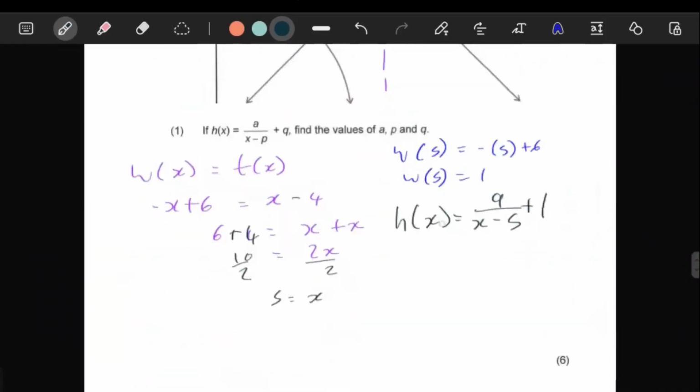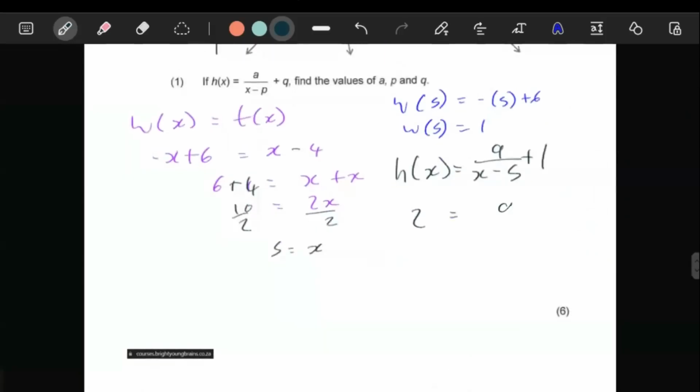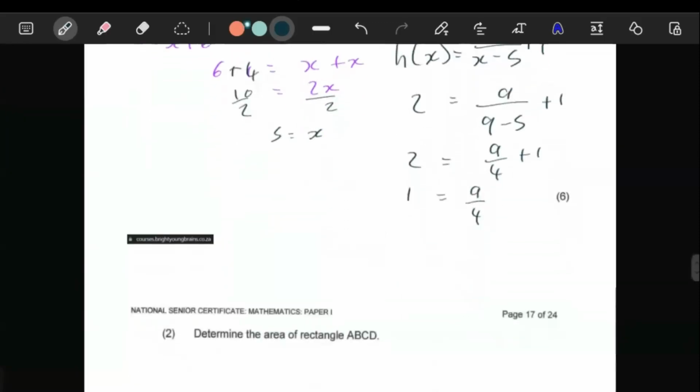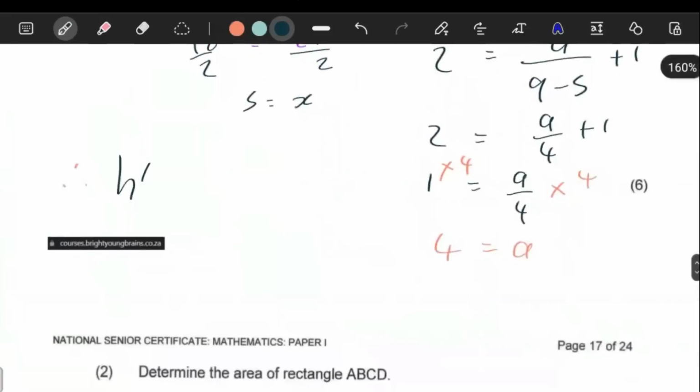The y value here is a 2. The x value there is a 9. You see, 2 equals A over 9 minus 5, plus 1. A over 4 plus 1. The 1 goes over, that's a 1, because 2 minus 1 is a 1. A over 4, multiply by 4 on both sides. A is a 4. The equation is then h of x is equal to 4 over x minus 5, plus 1.